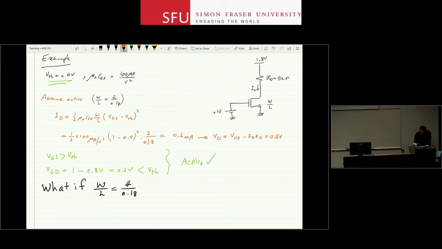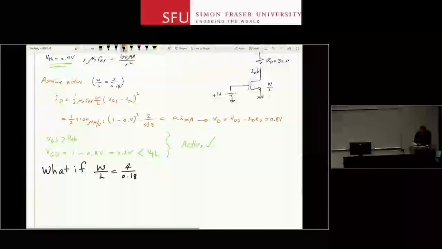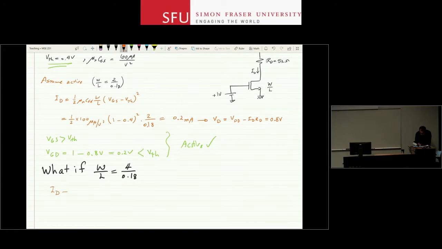Well, the previous calculation wasn't too difficult. We just go back and calculate ID. In this case, twice the width. The gate voltage is the same, so I get twice the current. It's going to be 0.4 milliamps for the drain current. And then I can calculate VD easily. The voltage at the top, VDD minus IDRD, so minus 0.4 milliamps times 5K. And then all of a sudden I have minus 0.2 volts.